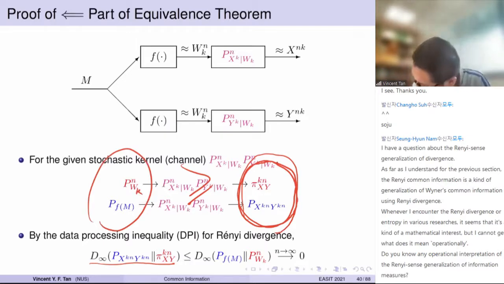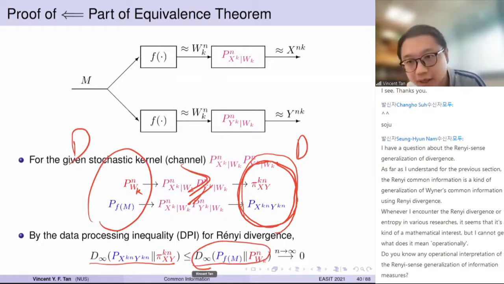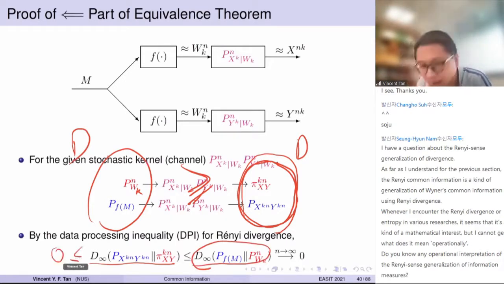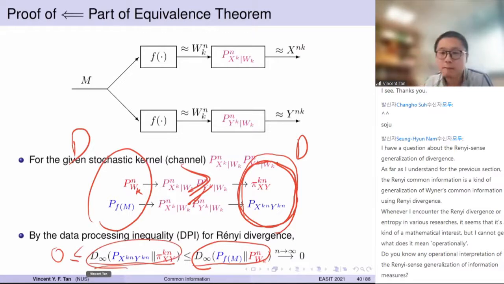Right, the Rényi divergence here is less than that of the Rényi divergence there. So this guy here goes to 0 by source resolvability. So by the squeeze lemma, this guy also goes to 0. So this completes the proof of the equivalence theorem. Of course, I have left out a lot of lemmas.